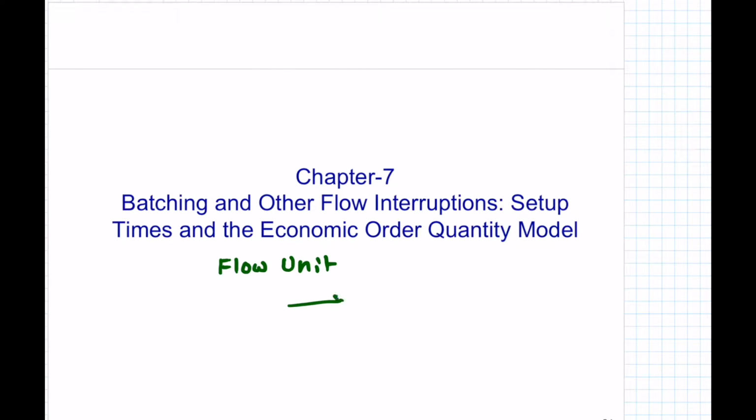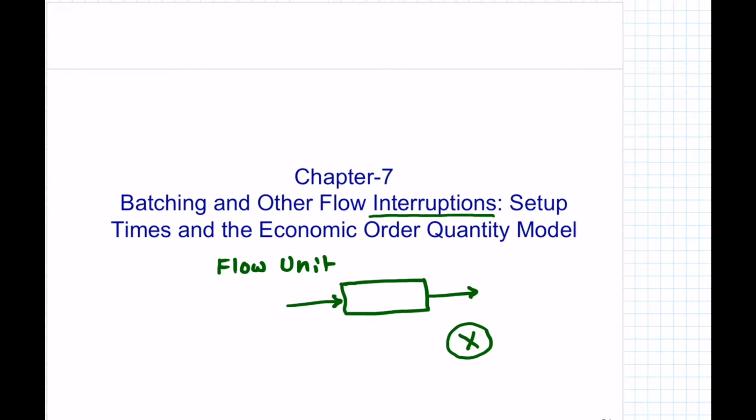We know that a flow unit enters a process and leaves a process, let's say, every x units of time. In an ideal situation, we are going to expect one flow unit every x units of time. But in reality, we never achieve such a smooth flow. There are always some interruptions. One of the most important reasons why we have these interruptions is setup times. So, in this chapter, we focus on setup times and we also look at economic order quantity model.